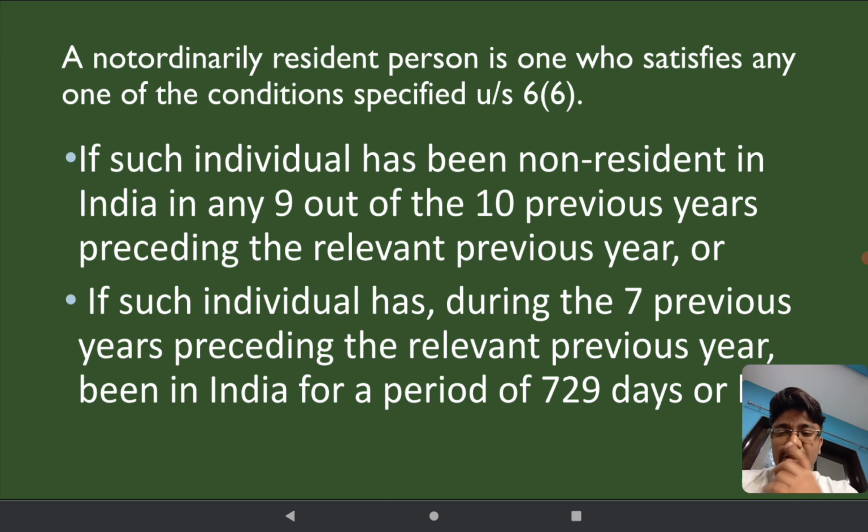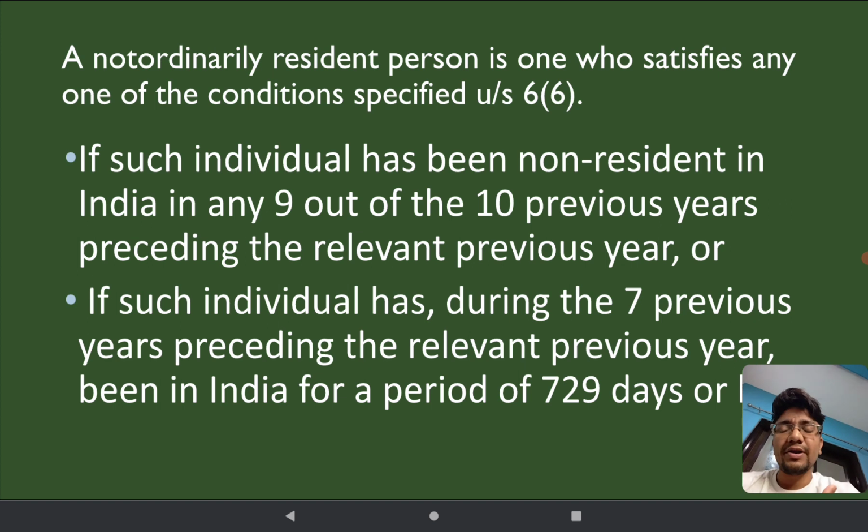Now there are certain things. If such individual has been non-resident in India in any of 9 out of the 10 previous years preceding the relevant previous year, or if such individual has, during the 7 previous years preceding the relevant previous year, been in India for a period of 729 days or more. Now these are again two conditions. Resident person is one who satisfies, not an ordinary resident.